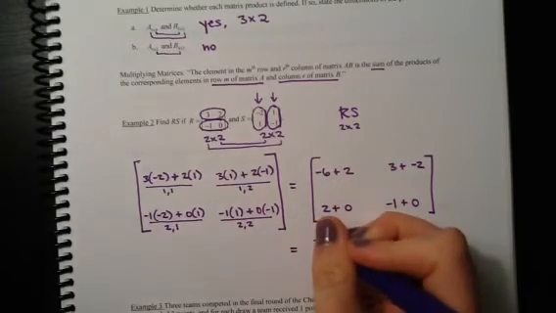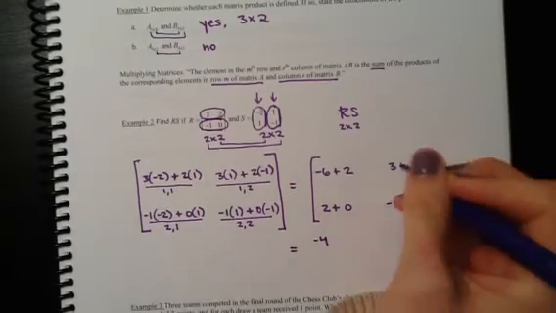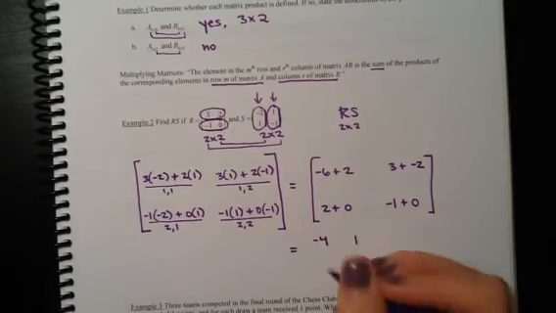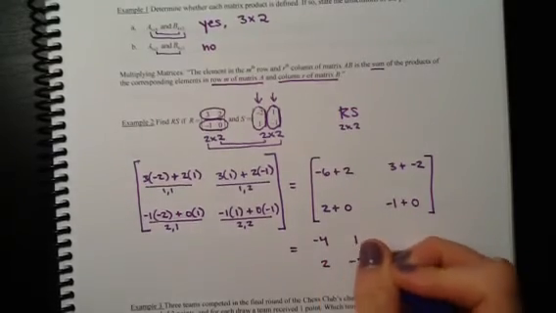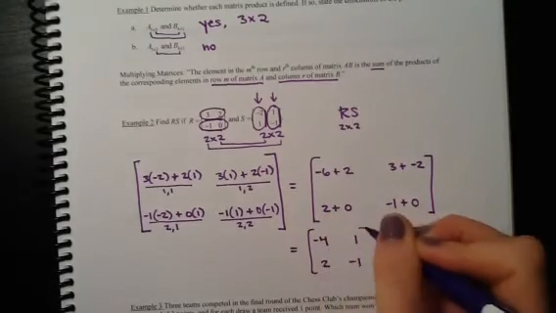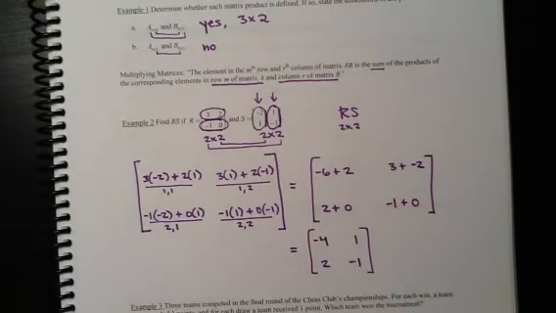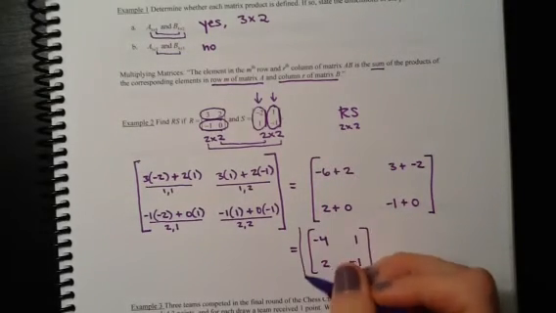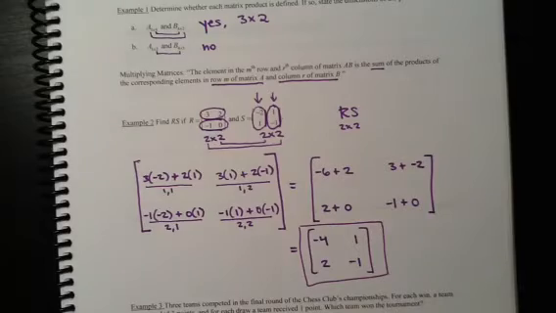Negative 6 and positive 2 leaves me with negative 4. 3 and negative 2 is 1. 2 and 0, negative 1 and 0. So that is my brand new matrix. All right, so we've got that answer. Let's move down to the next one.